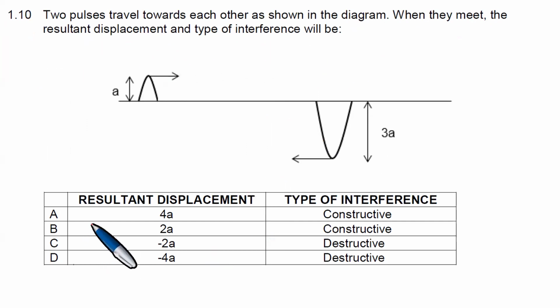Because this one has amplitude A, but this one has the resultant displacement, which is A. So now the resultant displacement is going to be what? When they meet, will it be 4A, 2A, minus 2A, minus 4A? The type of interference, will it be constructive, constructive, destructive, destructive? So which one do you think is the correct answer? I'm testing you here before I give you the answer. What do you think in 1.10?